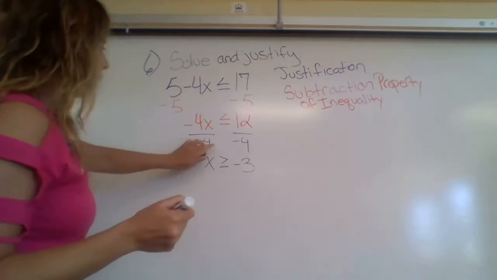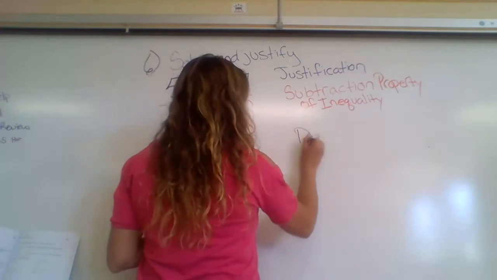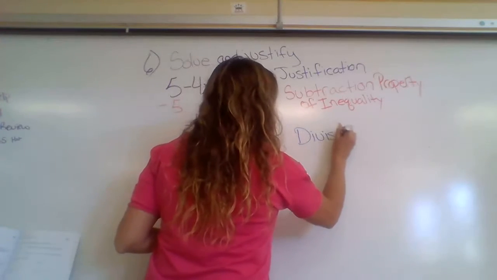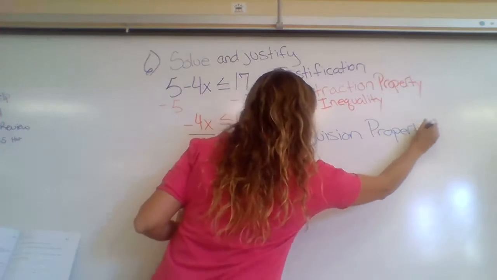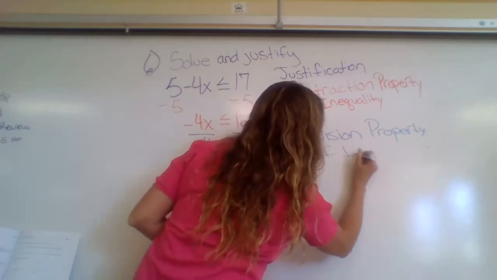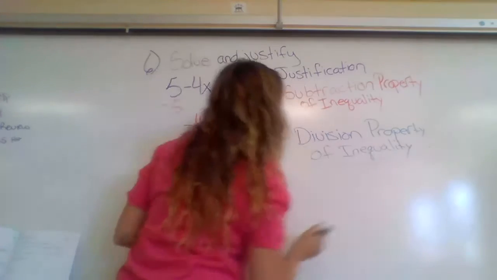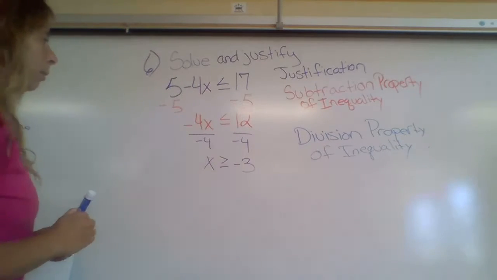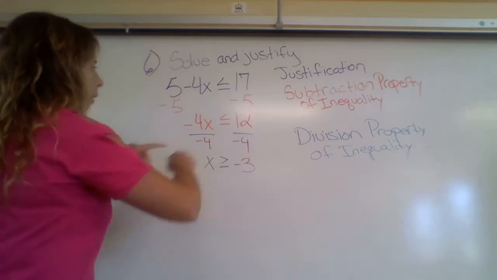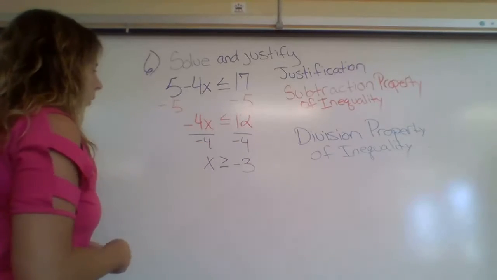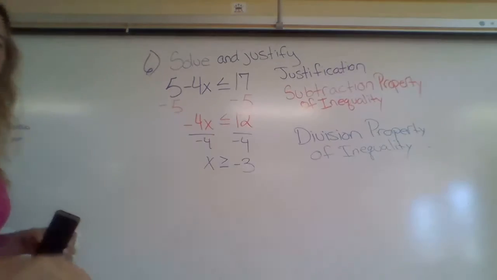Once again, we have to justify this step. We divide by negative 4, and that is division property of inequality. Because we divided both sides by negative 4, and because we divided by a negative number, we had to flip the sign. All right. That's number 6.